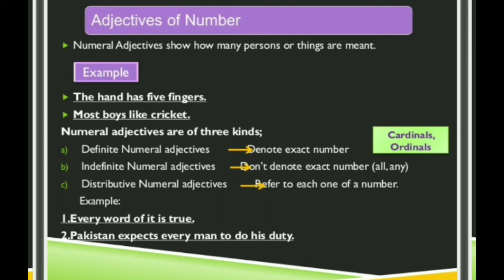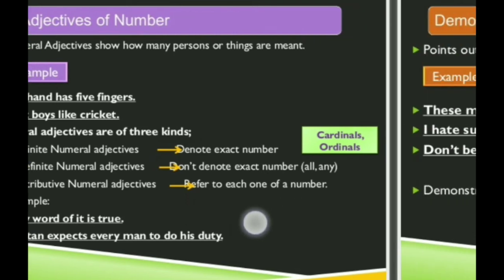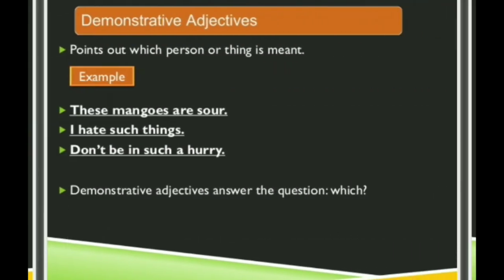Now we come to the demonstrative adjective. Demonstrative adjective means I'm demonstrating. How do we demonstrate? If you point out something, that means you are demonstrating something, right? These mangoes are sour. These, so I'm pointing out these ones, not those. Any word that refers to pointing out is called a demonstrative adjective.